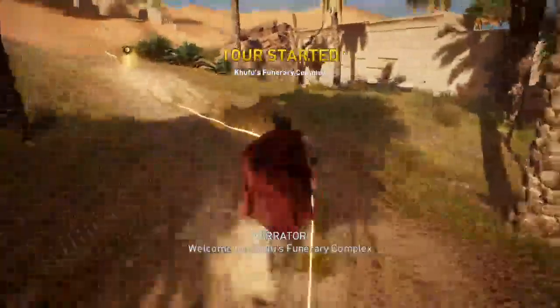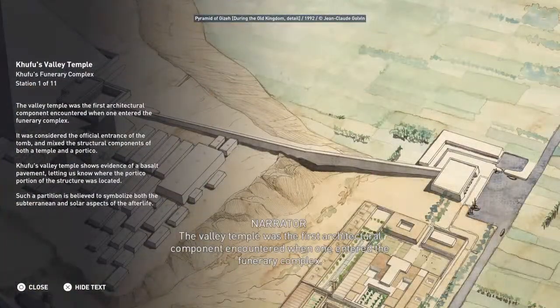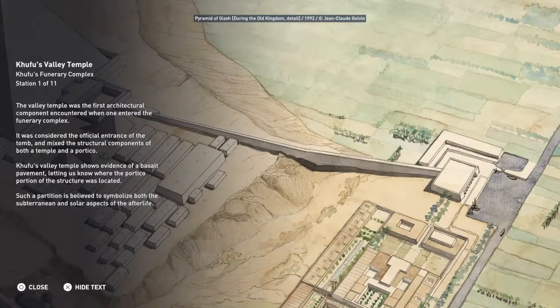Welcome to Khufu's funerary complex. The Valley Temple was the first architectural component encountered when one entered the funerary complex. It was considered the official entrance of the tomb and mixed the structural components of both a temple and a portico. Khufu's Valley Temple shows evidence of a basalt pavement, letting us know where the portico portion of the structure was located. Such a partition is believed to symbolize both the subterranean and solar aspects of the afterlife.